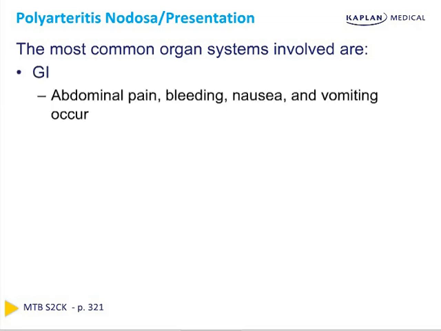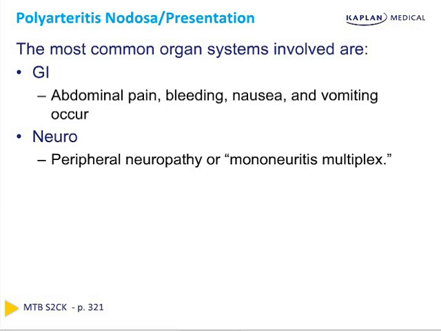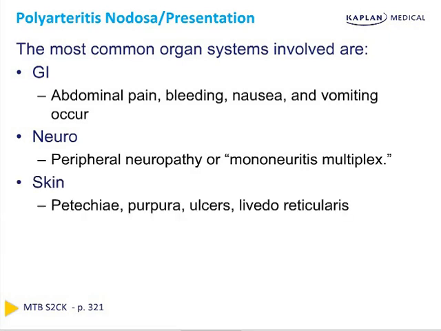In the GI system, abdominal pain is present and is usually worse after eating. This is due to the vasculitic process in the mesenteric arteries. You can also see GI bleeding, nausea, and vomiting. In the neurologic system, you typically see neuropathy because the blood vessels feeding the peripheral nerves can also be affected by the vasculitis. This leads to ischemic injury. Mononeuritis multiplex is when one large peripheral nerve, like the peroneal, brachial, or radial, is affected by itself.